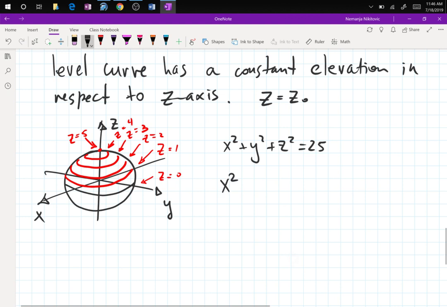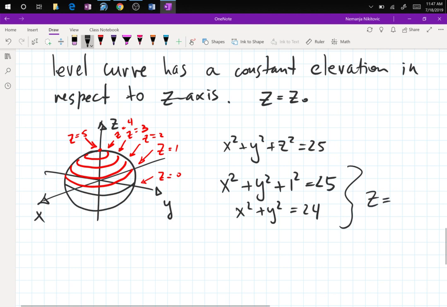That gives x squared plus y squared equals 24. Well, clearly the radius is smaller, right? Because you made a cut on top. So the first red circle, with z equals 1, has a smaller radius than the black circle here, which had radius 5. The square root of 24 is 2 root 6. That's less than 5. So this one over here is z equals 1.